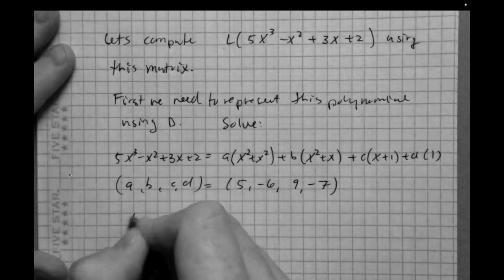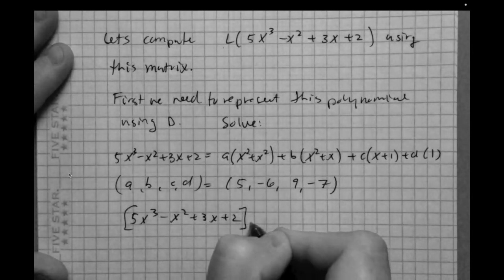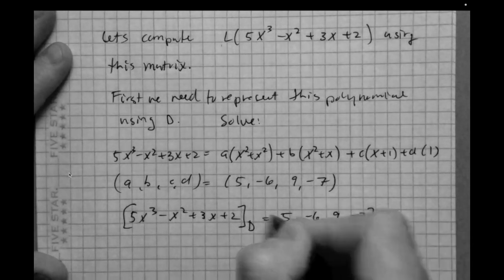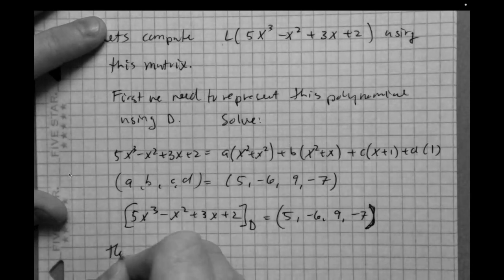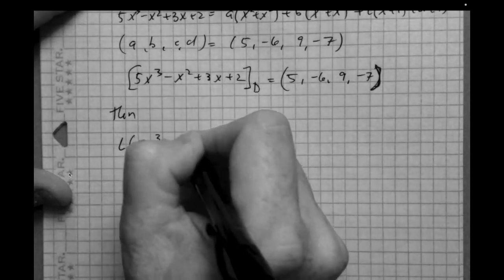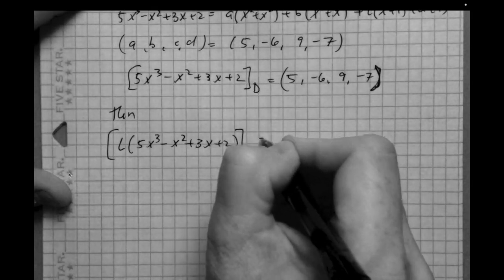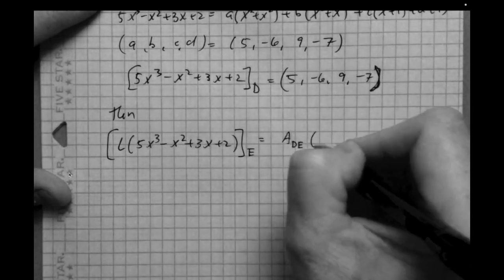And so 5x cubed minus x squared plus 3x plus 2 coordinatized in D is equal to this: (5, -6, 9, -7). Represent that with parentheses. Okay, and so I should be able to multiply that by the matrix I just found to convert the coordinatization to E. Right, so then, just what I just said, L of 5x cubed minus x squared plus 3x plus 2 coordinatized in E is going to be equal to A_DE times this.